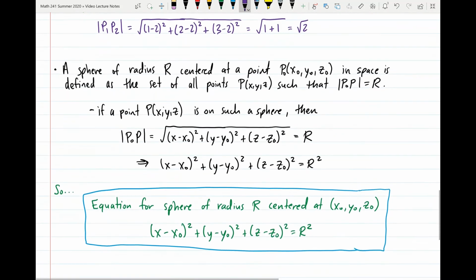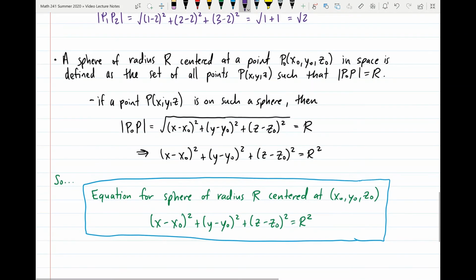So right after we have a notion of distance in space, we can talk about defining spheres in space. A sphere of radius r centered at some point, which in this case I'm going to call x naught, y naught, z naught, in space is defined as the set of all points such that the distance from the center to the point is equal to r. This definition is analogous to the definition of a circle in the plane. It's all of the points that are equidistant from some center point.